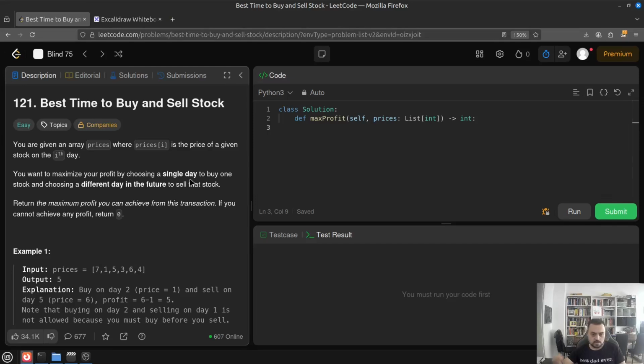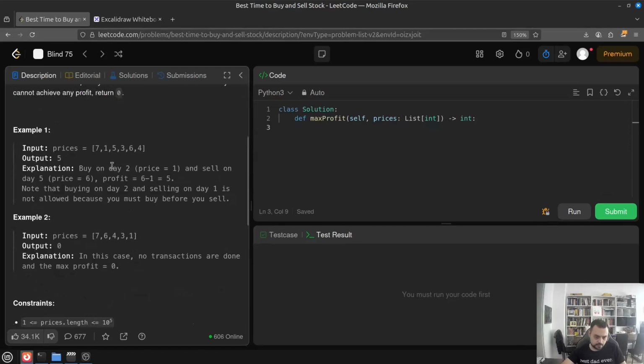Yeah, so the price when we sell has to be the highest possible, and the price when we buy has to be the lowest possible. And we want to return the maximum profit we can achieve from this transaction. If you cannot achieve any profit, return 0.